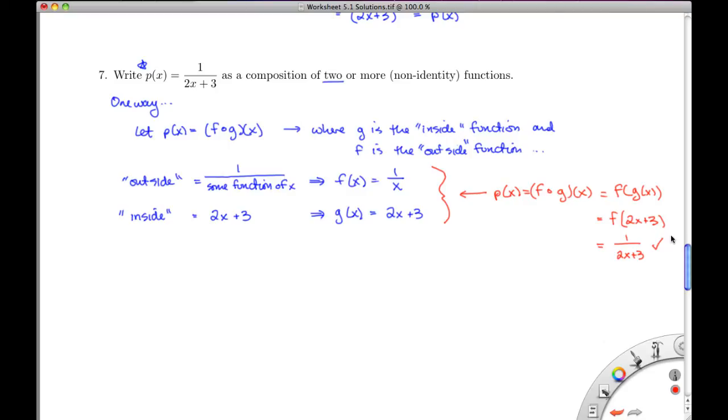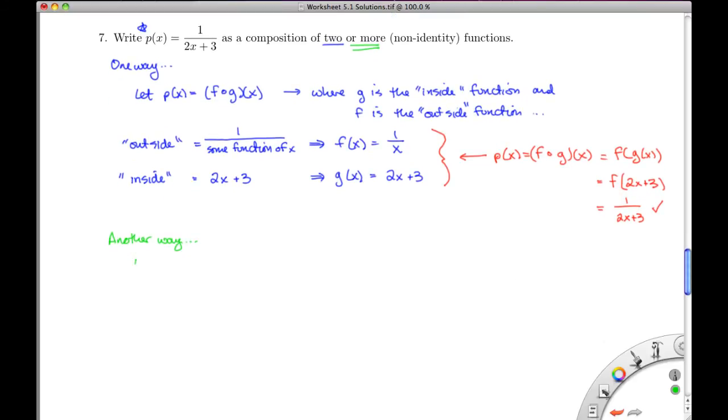If you were feeling a little adventurous and wanted to explore another way of composing it, this one could be composed with 3 functions. So I'm going to show you another way to put this together. The one difference is that in our statement we're going to let this function p of x actually be a composition of 3 functions. We're going to say it's f composed with g composed with a third function h of x.